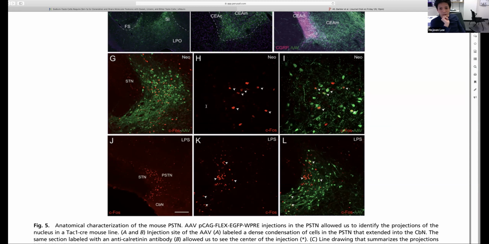But based on this, I'm not so sold on TAC1 being a good driver. I mean, there's partial overlap and partial non-overlap. So. What do you think, Jahao?